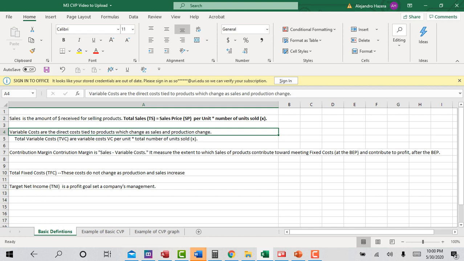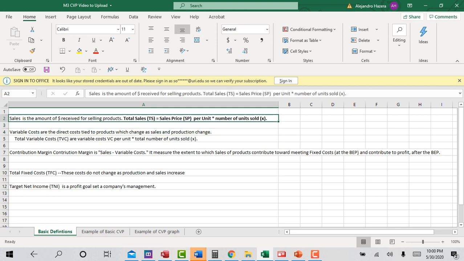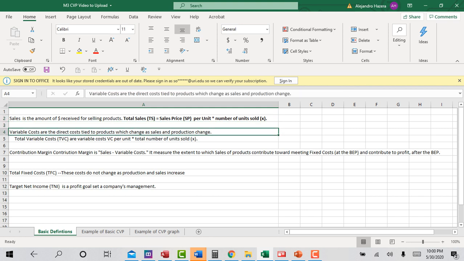Total sales is equal to sales price per unit times the number of units sold. Now, I want you to look at this formula, as simple as it is. This formula starts at 0. If you sell 0 units, then your revenue is 0. If you sell 1 unit, you have 1 unit of sales price; 2 units, 2 units of sales price. But the main point is that this line will intersect any graph at 0.